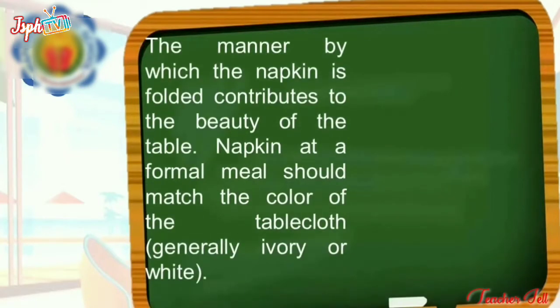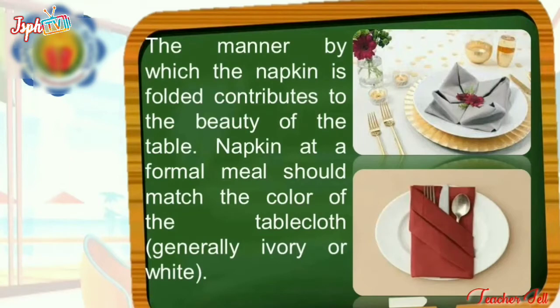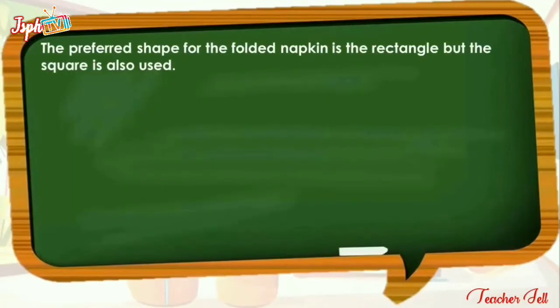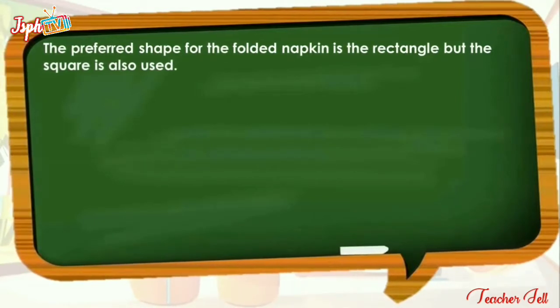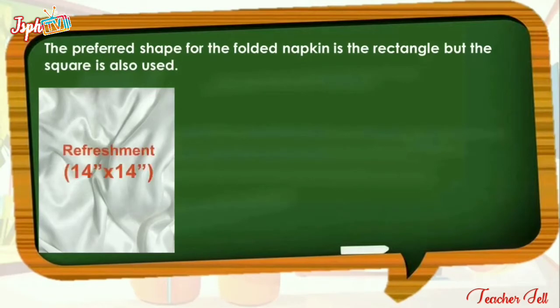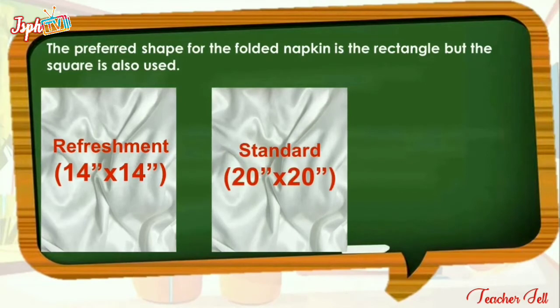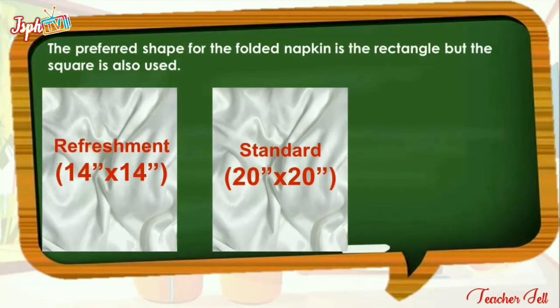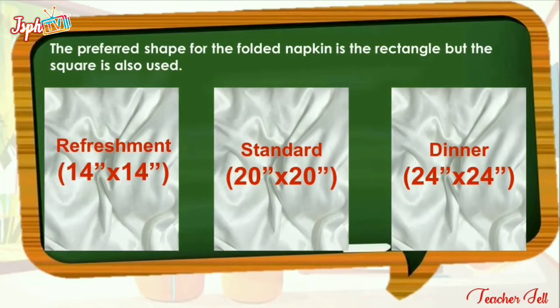The manner by which the napkin is folded contributes to the beauty of the table. Napkin at a formal meal should match the color of the tablecloth, generally ivory or white. The preferred shape for the folded napkin is the rectangle, but the square is also used. For refreshment size, we have 14 inches by 14 inches. For standard size, we have 20 inches by 20 inches. For dinner size, we have 24 inches by 24 inches.